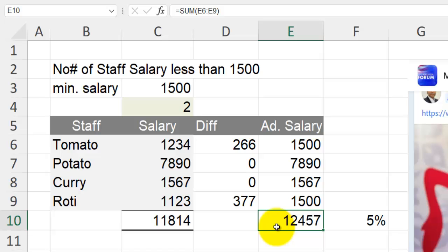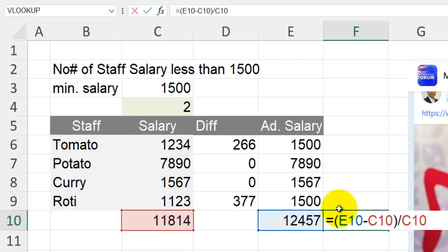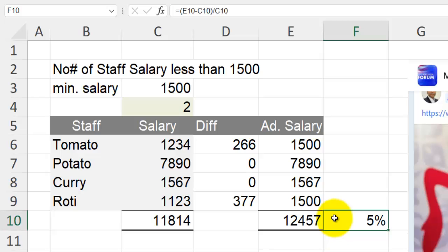So what is the percentage of increment? Your boss is interested to know that. So you tell them 5%. And the formula to calculate 5% is this: the new total salary minus the old total salary, and divide by the old total salary, and that is the increase of 5% of your total cost.